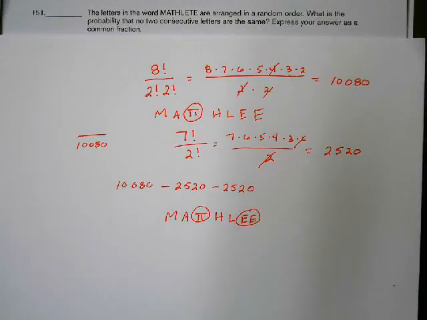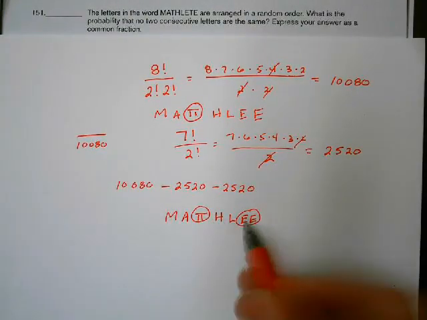It's hard to talk. Anyways, we've got 1, 2, 3, 4, 5, 6. That's 6 factorial.